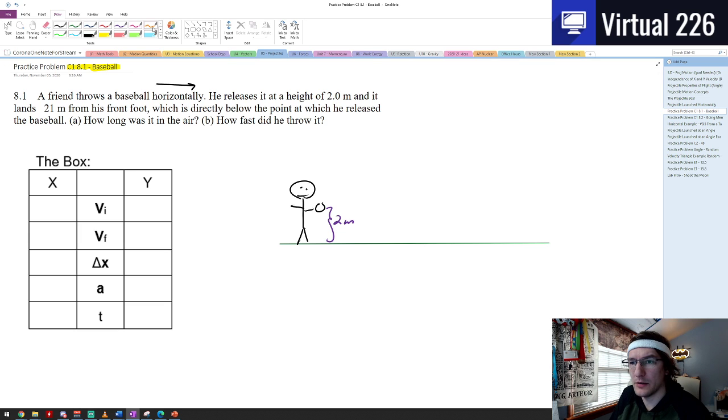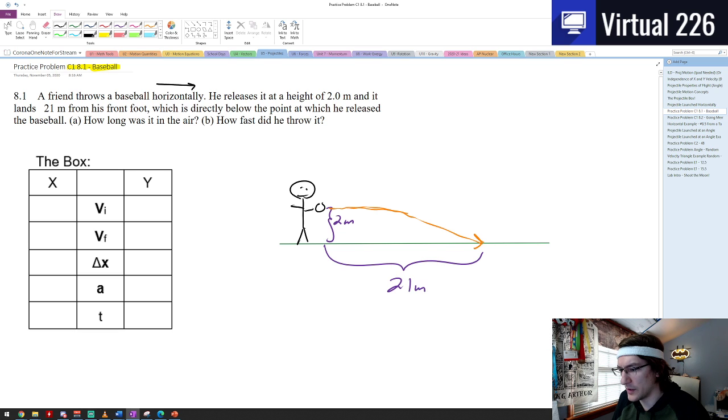And when they throw, the ball goes and strikes the ground here. And this distance is 21 meters away, okay? And you know, a baseball's got laces. Woo, baseball. Okay, so how long was it in the air and how fast did he throw it? So how long was it in the air? This is a time we're looking for. And how fast did he throw it is a velocity.